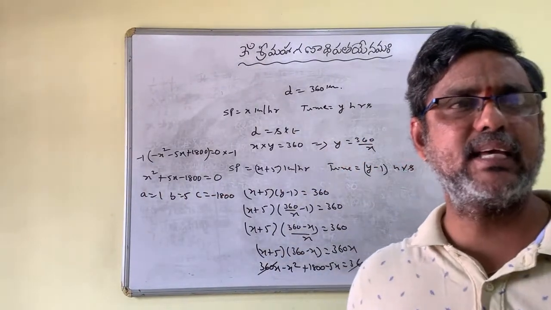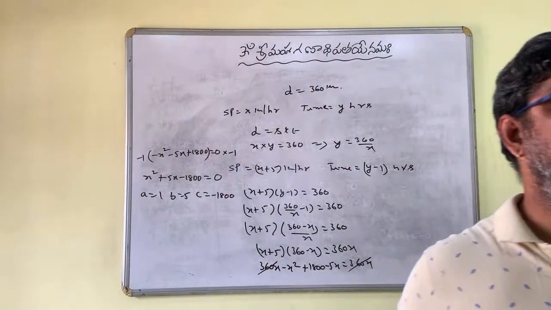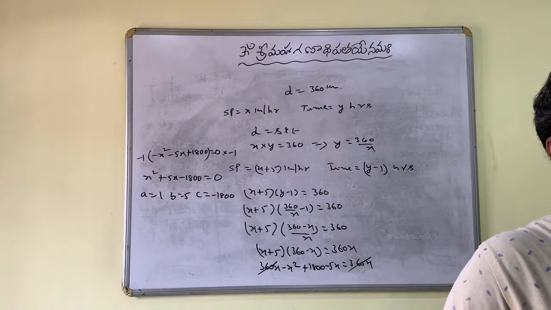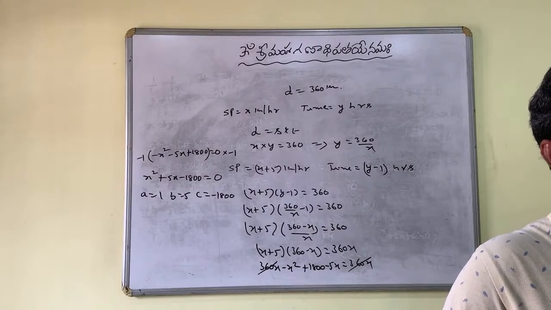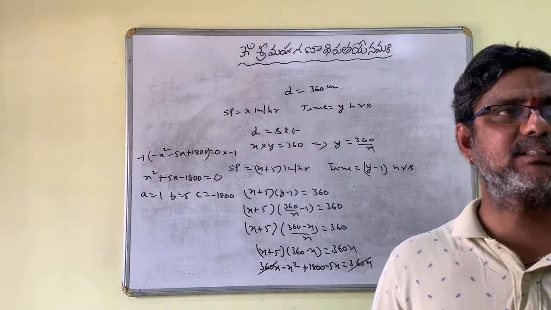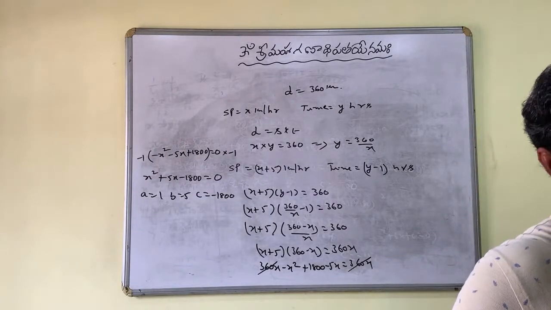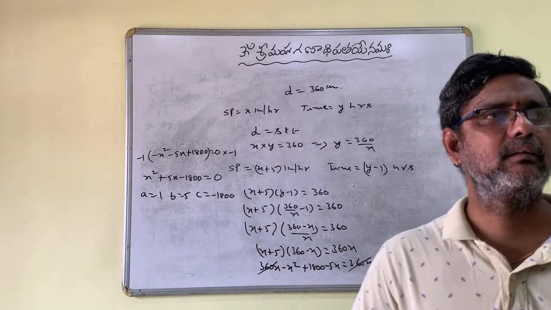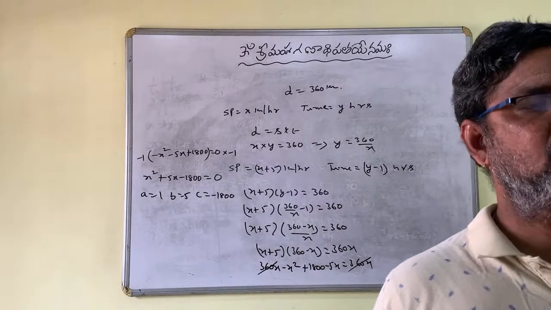So Darshapudi says that x is 40, which means the speed is 40. The speed of the train is 40 kilometers per hour. The time taken is 9 hours, 360 by 40 is 9 hours. Then if the speed is 45, it is 8 hours. That's all, 1 hour less.